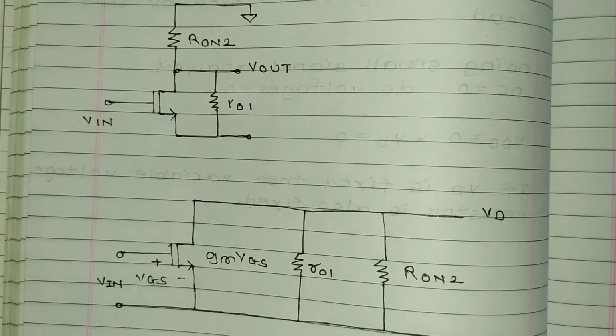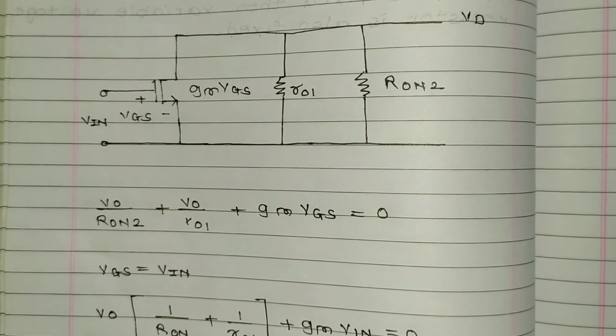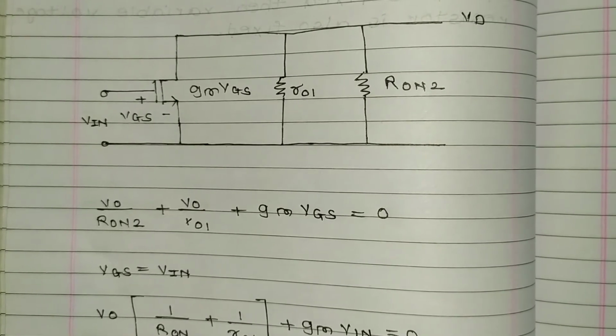So R12 is a resistor, the drain resistor, and R01 is the internal resistance. So now we are considering the small signal model. By considering the small signal model, we get V0 upon R12, plus V0 upon R01, plus GM VGS is equal to 0, where VGS is equal to V in. So putting the value of VGS as V in.